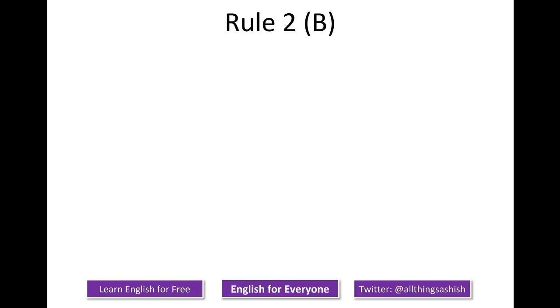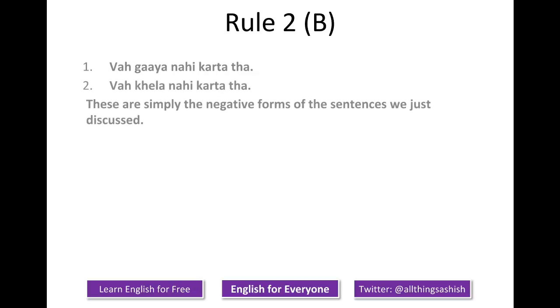Let's look at B of rule 2. वह गाया नहीं करता था. वह खेला नहीं करता था. These are simply the negative forms of the sentences we just discussed.